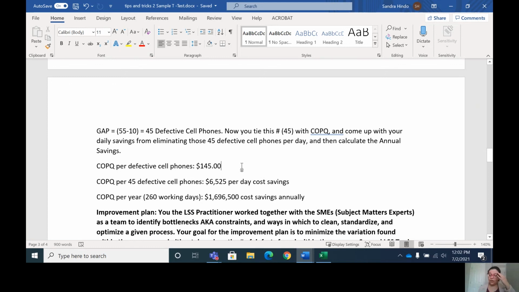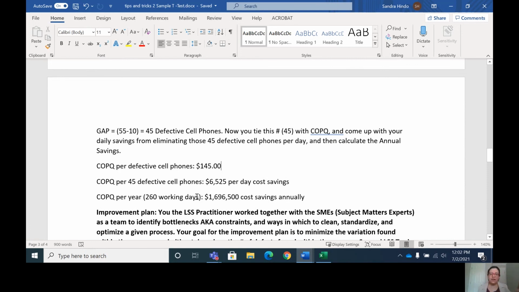You're going to say, well, we created a COPQ team. We had the chief financial officer and the purchasing managers. He helped us with the purchasing cost, the raw costs of each defective cell phone, and we determined the COPQ per defective cell phone was $140. Well, per day, there were 45 of those. So we took 140, we multiplied it by 45, we came up with $6,525 per day in cost savings.